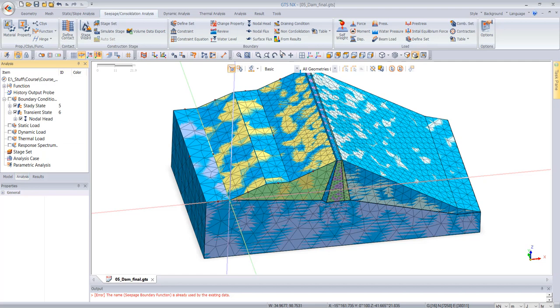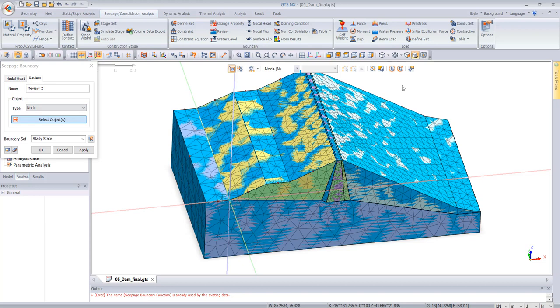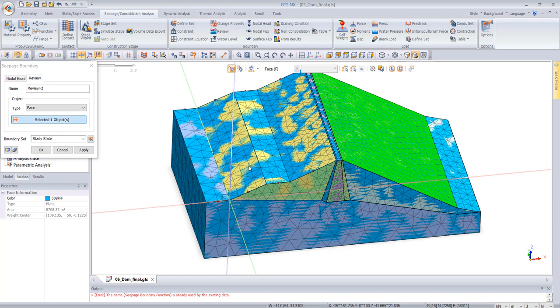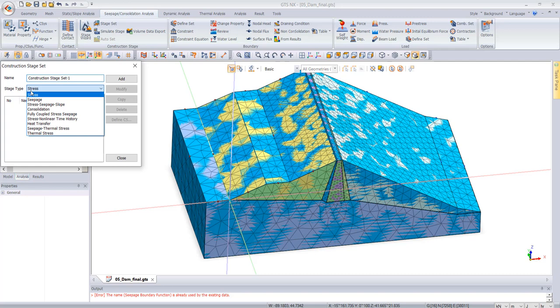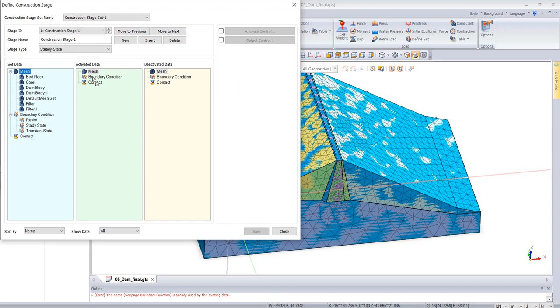Then we go to review our seepage. I want to review my seepage here on face, and I say review and say apply. So he will review our seepage at this area. Now I'm done with my model. I go now to stage, but this time I'm going to choose seepage, and I will say add. And I will enter here, I will put all meshes.